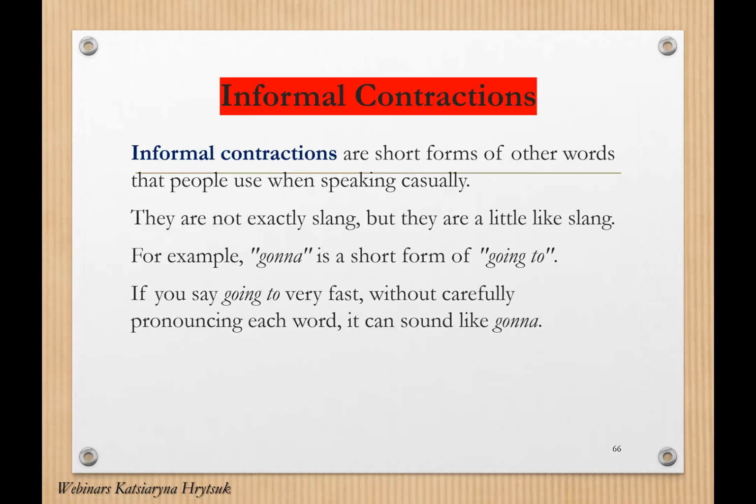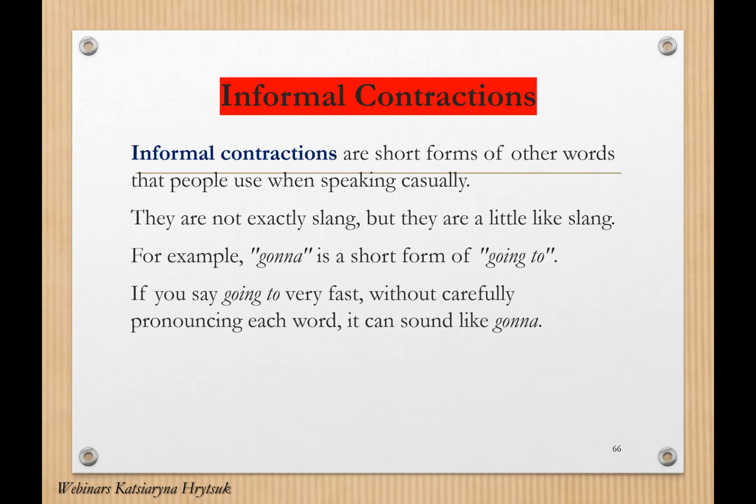Next, we move to something that you need to understand in English when you watch especially movies, when you listen to native speakers: we use a lot of contractions. Informal contractions are short forms of other words that people use when speaking casually. We make them very short. It's not slang, but they're a little like slang.